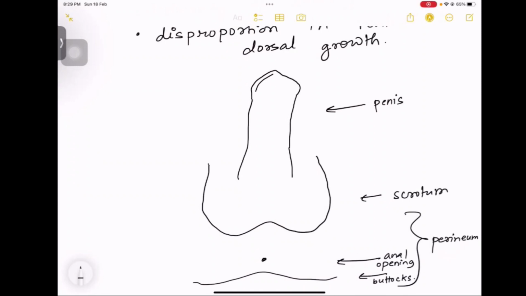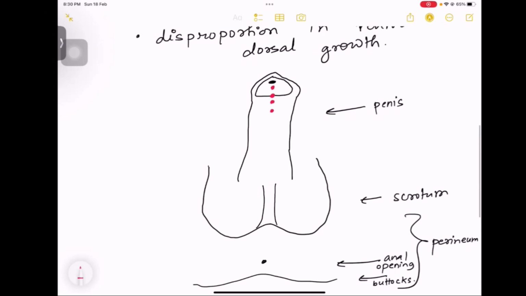Now first acquaint yourself with this diagram. This shaft-like thing is the penis. This is the scrotum, which you can see as the W-shaped structure. Then you have the anal opening. Below the anal opening, you can see the buttocks, and this constitutes the perineum, right? Now I will show you what the possibilities are for this abnormal urethral opening.